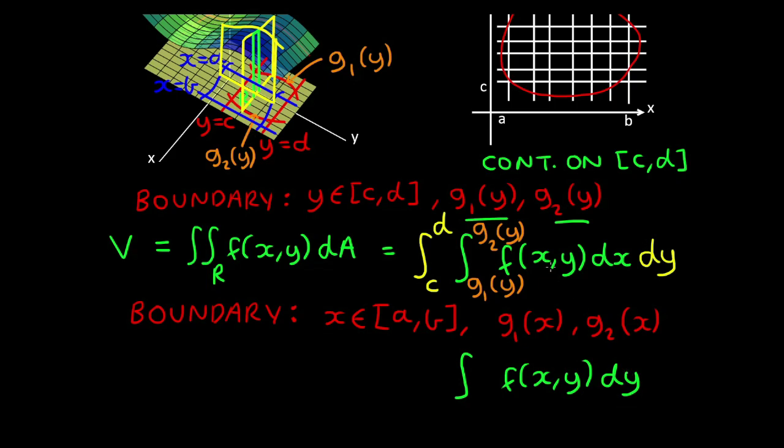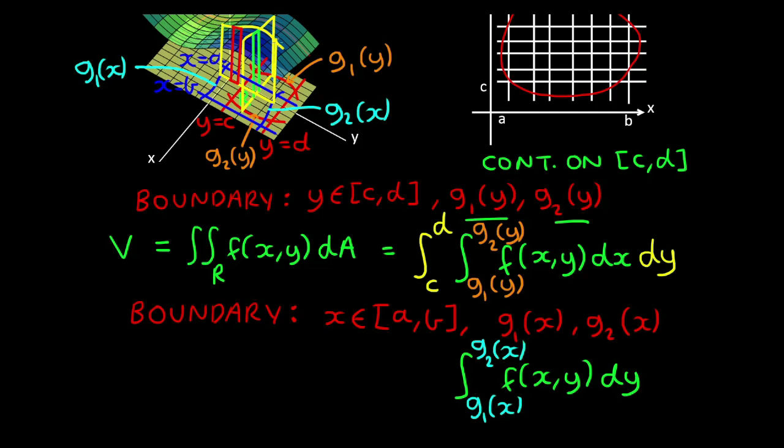So we're first taking the integral with respect to y to obtain the area of this cross-section. And therefore we're integrating from g1 of x to g2 of x. So these are our variable limits of integration.